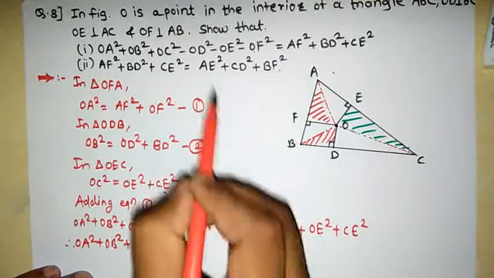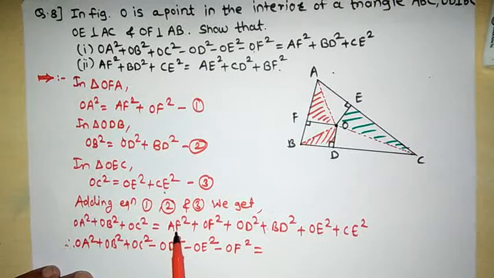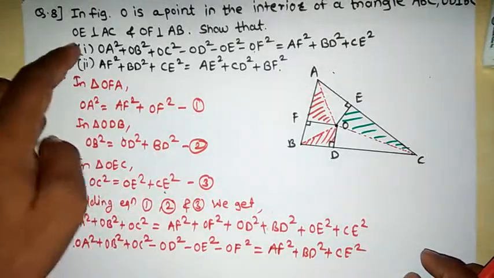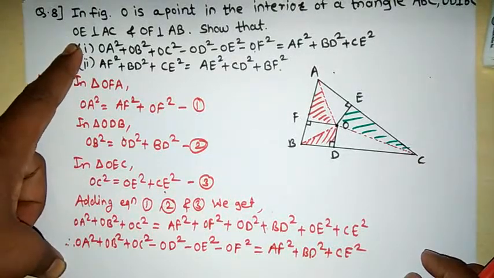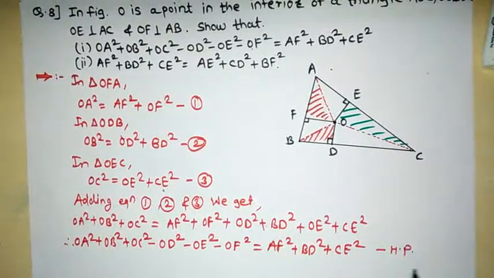Now take this OD square towards the left hand side. Here it is positive, therefore it will become negative, minus OD square. And OE square also, take to the left hand side, it will also become minus OE square. And OF also, take towards the left hand side, it will become minus OF square is equal to, what is remaining here? AF square is remaining, and BD square is remaining, then CE square is remaining. This much only we want in the first proof, therefore we got it, hence proved.